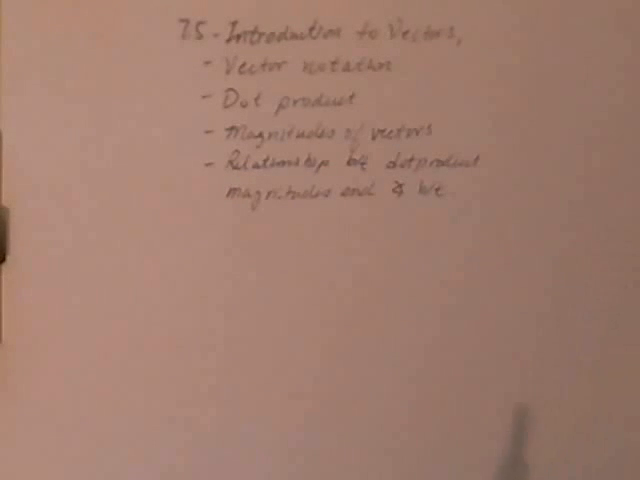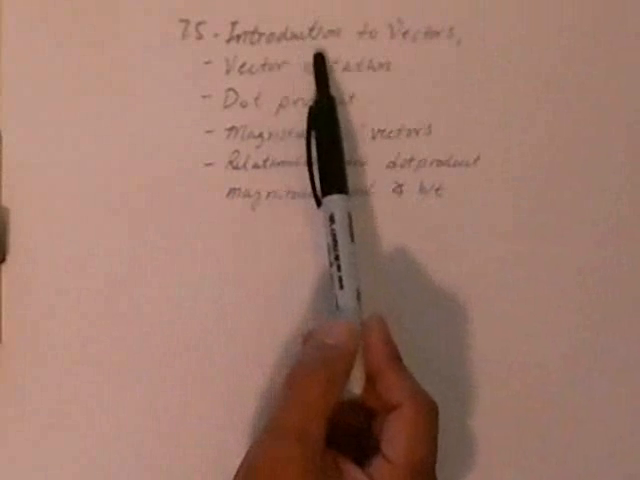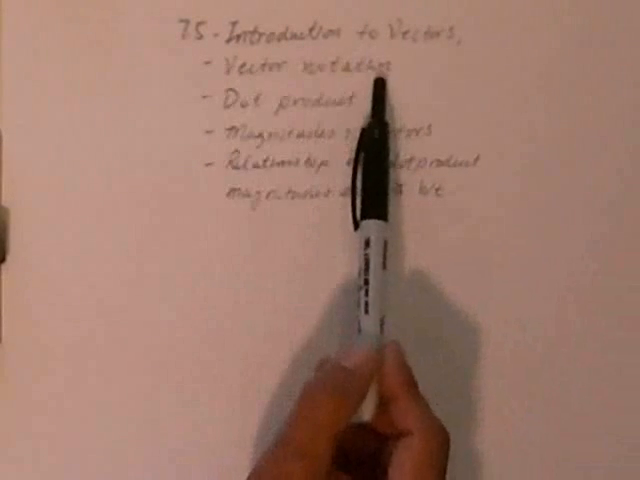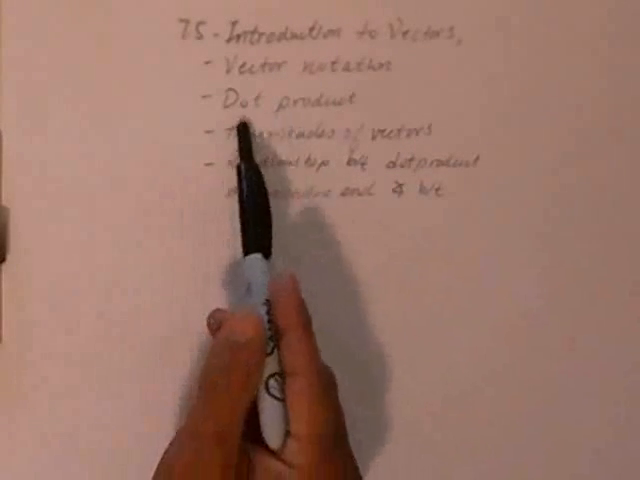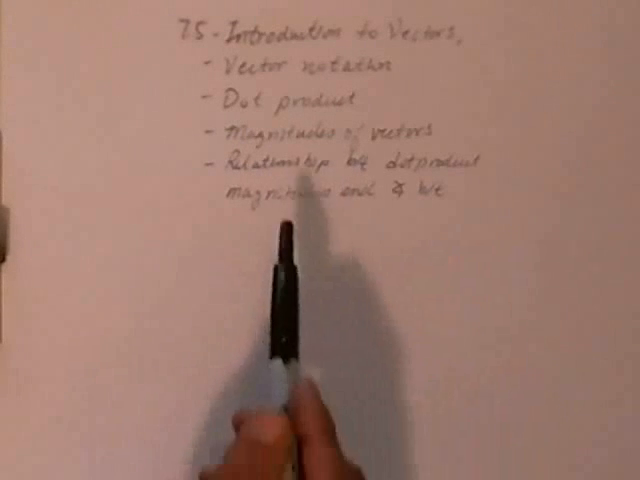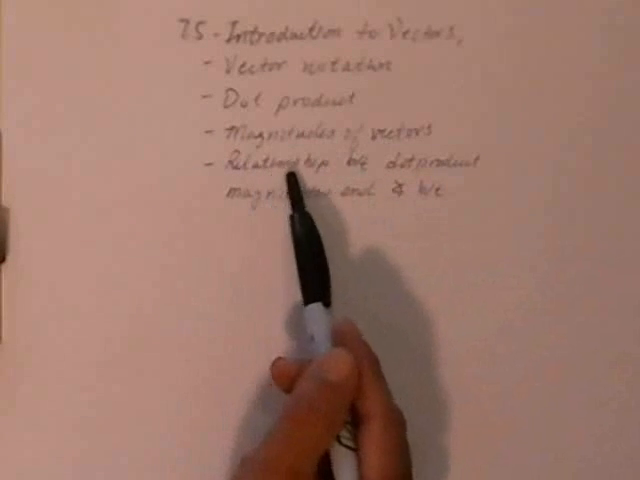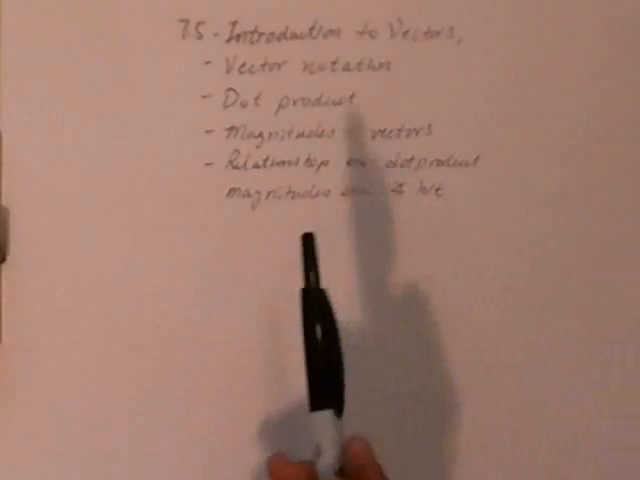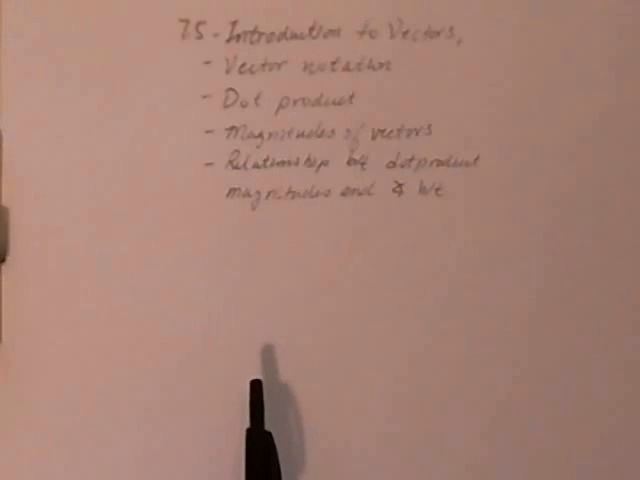I'm going to be doing a lot of things today on vectors. We're going to be doing the introduction to vectors, what it is, vector notation, how to write vector notation, the dot product, what is the dot product of vectors, magnitude of vectors, and the relationship between the dot product and magnitude and the angle between those two vectors.